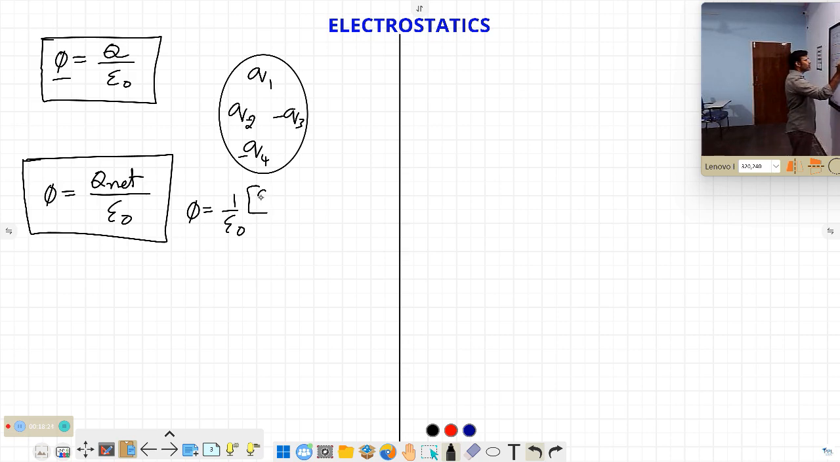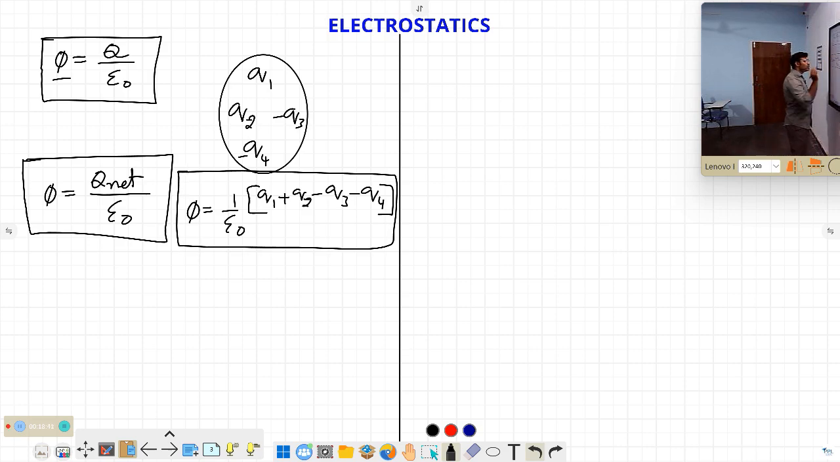What is the total charge? One is positive charge Q1, second is Q2. Charge is a scalar quantity, so it is simply Q1 plus Q2, but here we have minus, so minus Q3 minus Q4. This is called the net charge enclosed in that closed surface area. So the flux enclosed in the closed surface area is equal to 1 by epsilon naught times the net charge enclosed in that area. That concept is called Gauss law.